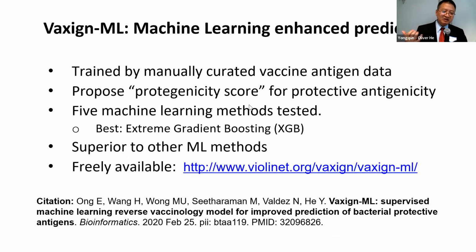Edison further developed the so-called Vaccine ML, which is more like machine learning. He tried several methods, like random forest and regression, and eventually found the best one would be extreme gradient boosting, XGB. So this is the best method we are using. We have a website so people can use it.